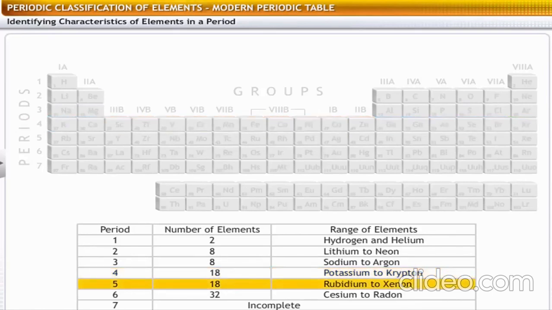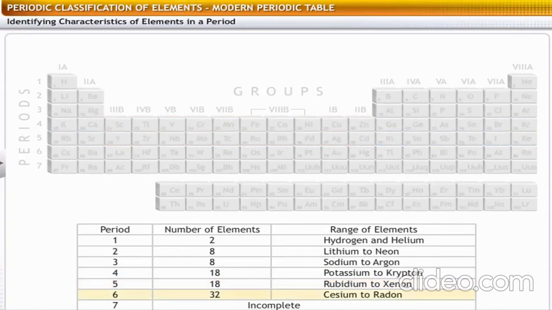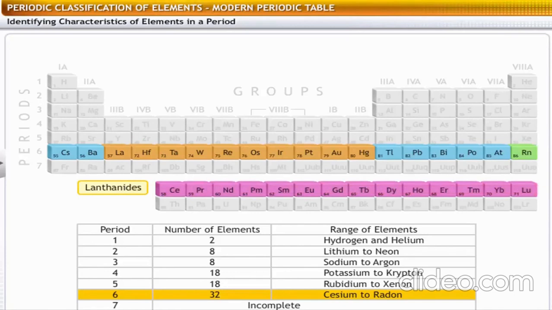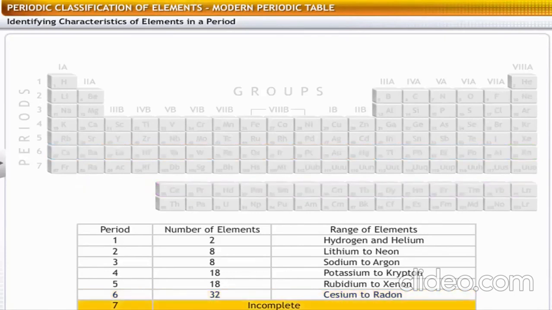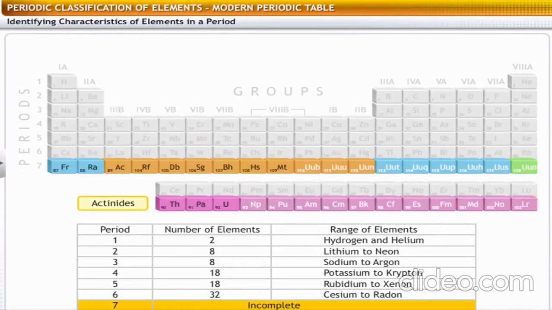The fifth period contains 18 elements, starting from rubidium and ending at xenon. The sixth period contains 32 elements, from cesium to radon, which also includes 14 lanthanides, from cerium to lutetium. The seventh period is incomplete at present and can accommodate 32 elements, which includes 14 actinides, from thorium to lawrencium. It will be filled up as new elements get discovered, as is expected.